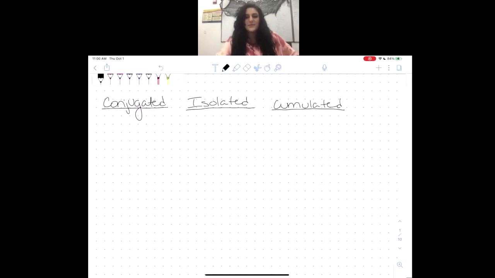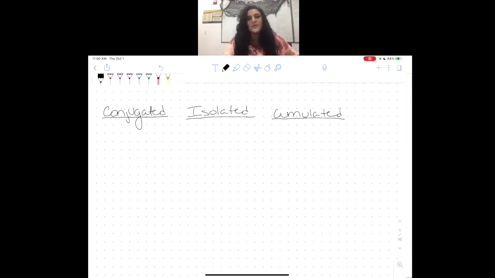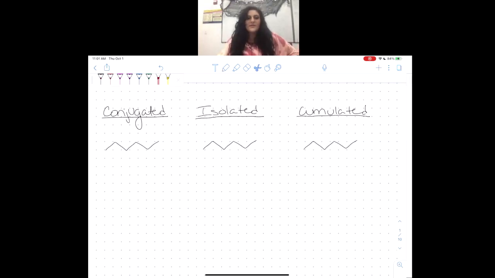Conjugation is a pretty simple concept to understand. First, we're going to look into our three main vocab words, which are conjugated, isolated, and cumulated. So I'm going to explain what each of these words mean and show you an example because it's a very straightforward concept, but it's easier if you can visualize what we're talking about.